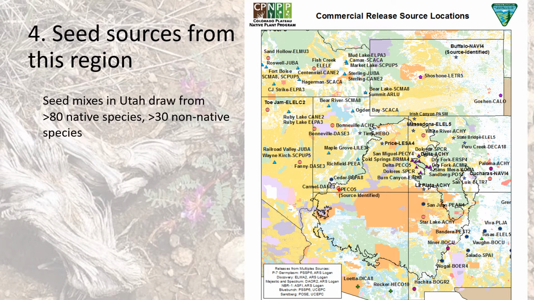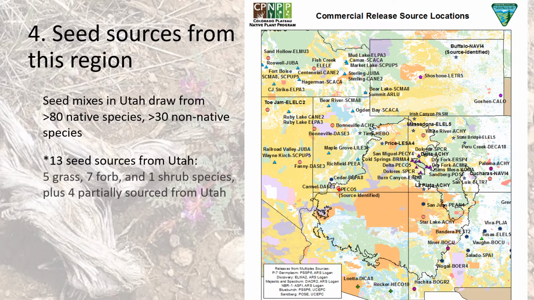Okay, in Utah, seed mixes tend to draw from about 80 native species and 30 non-native species available on the market. Obviously, most of those are not from anywhere near Utah. If you look at the state, you can see maybe 13 dots for different plant materials in Utah: some grasses, forbs, one shrub, and then also some of the multiple sources are partially sourced in Utah.